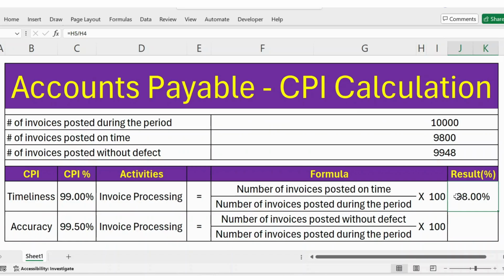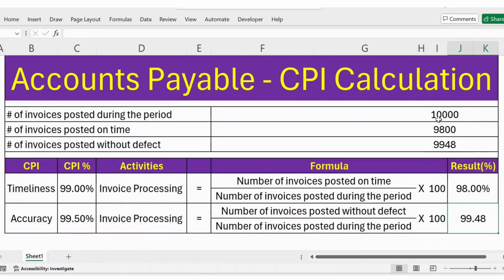There is the result. Similarly, to calculate accuracy, it is equal to number of invoices posted without defect, so we have 9,948, divided by number of invoices posted during the period, multiplied by 100. Press enter, so you get 99.48%.